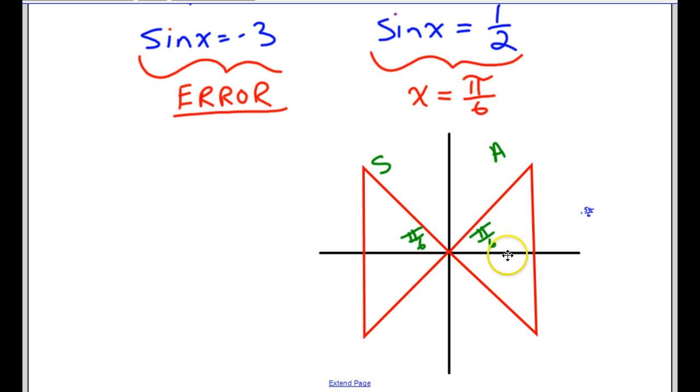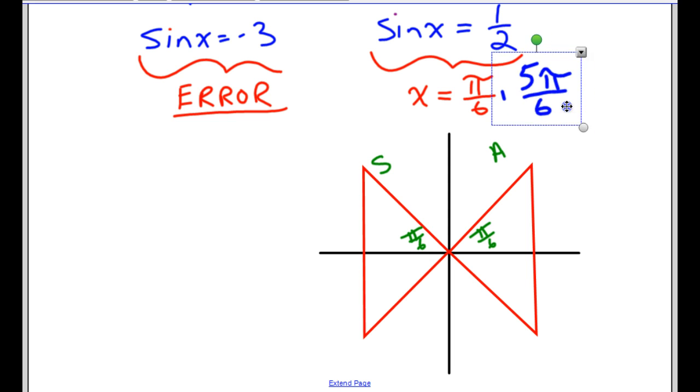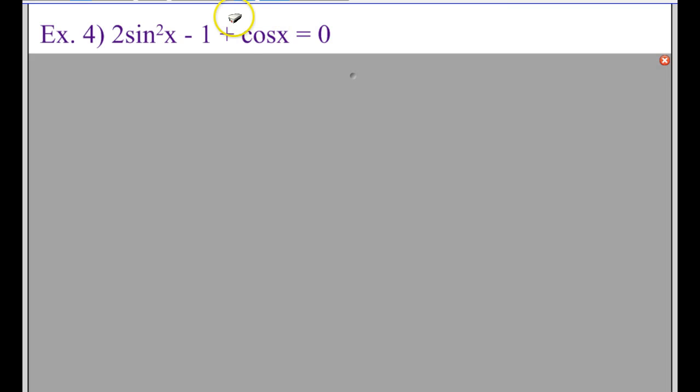And so pi over 6, and then this one over here, which is pi minus pi over 6. We've seen this a couple times now. 5 pi over 6. And so those are my two solutions to this because, again, no possible solutions to this first option here. Okay, one last example. I'll go through it fairly quickly.